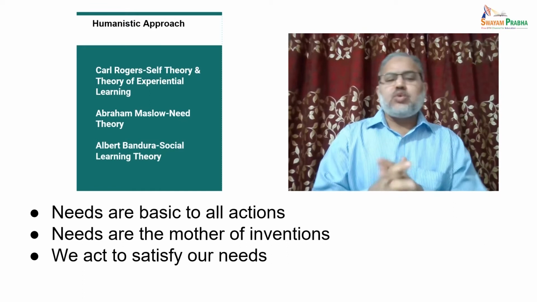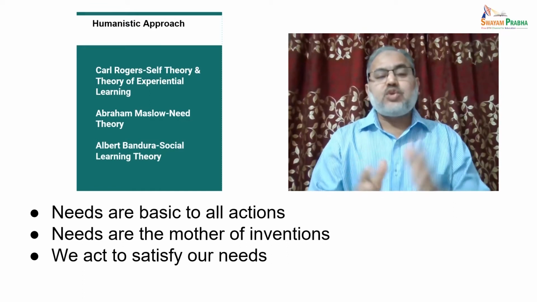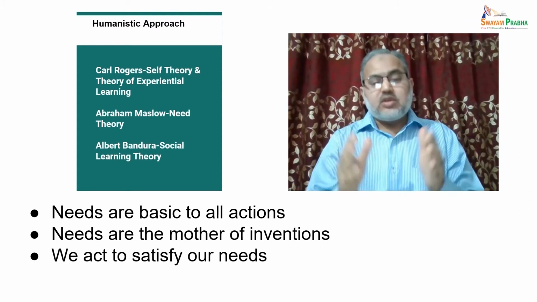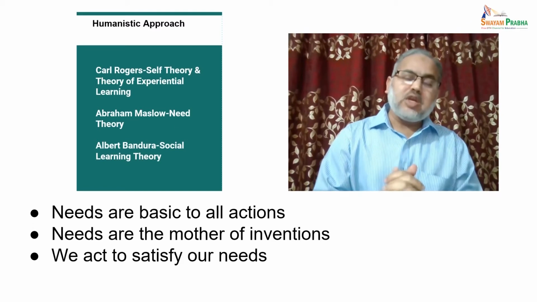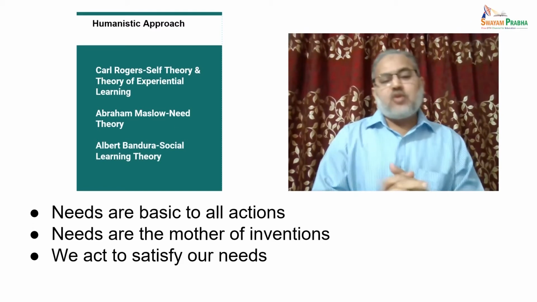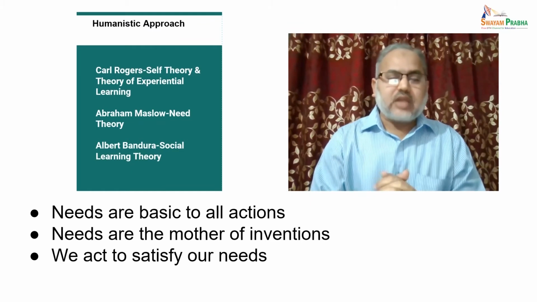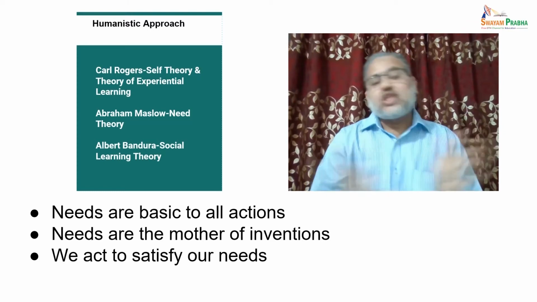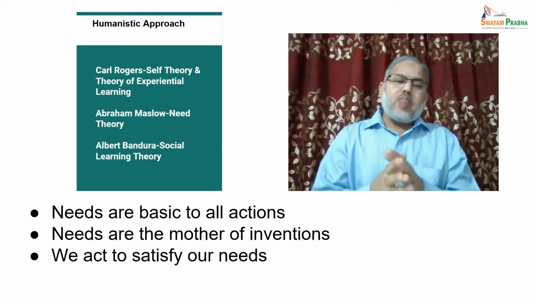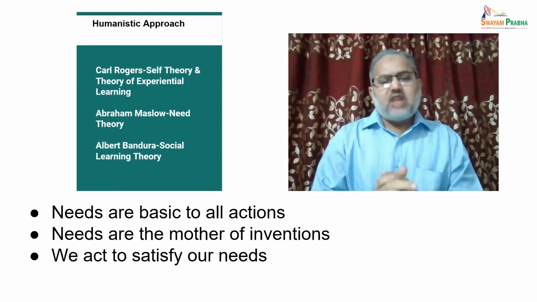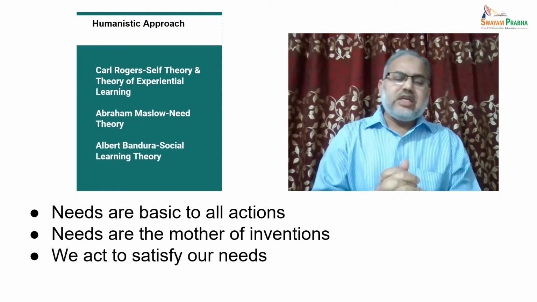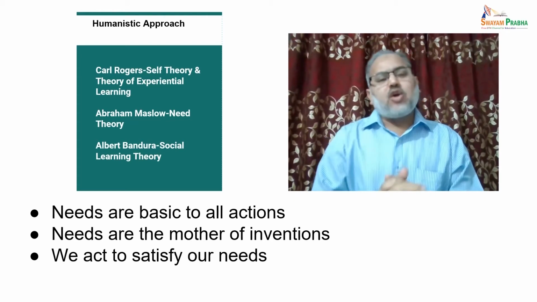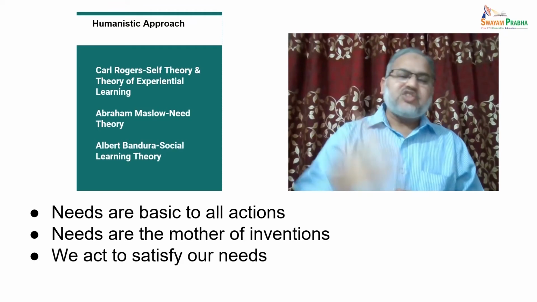Two or three important theories under this approach are Carl Rogers' self-theory of personality and theory of experiential learning, and Abraham Maslow's theory of need, which is one of the most important theories, also taught in management and leadership courses. A third theory in this series is Albert Bandura's social learning theory. So we as teachers must try to understand these theories, and whenever we teach, we must take care of the needs and aspirations of the learner so that they are in a better position to learn a lot and to use their mind for better achievement.